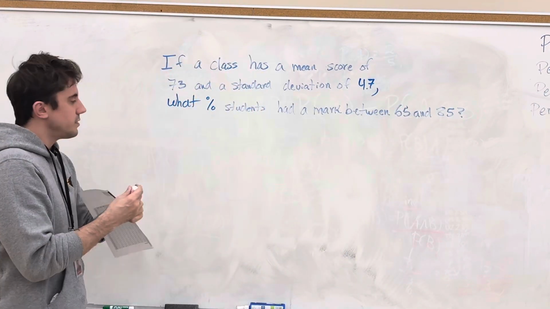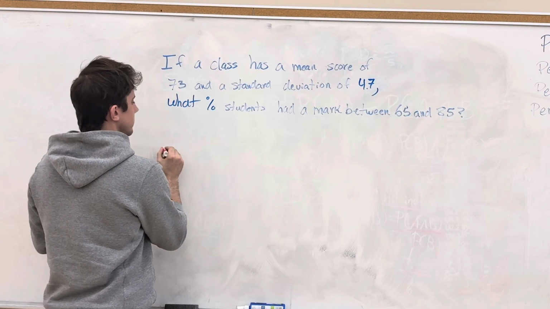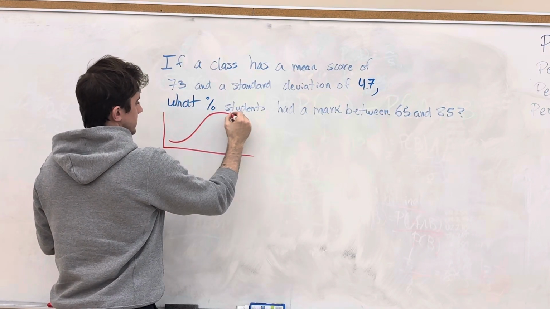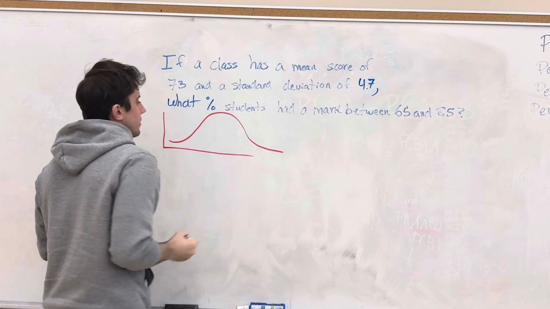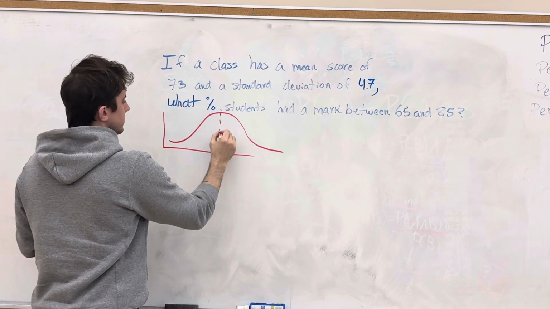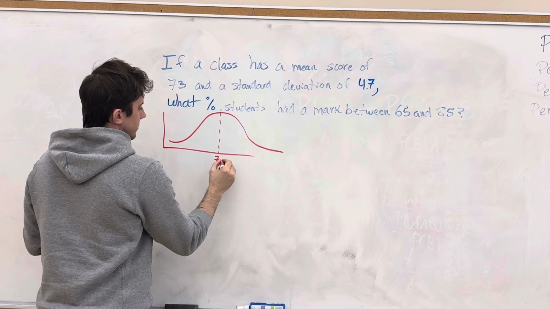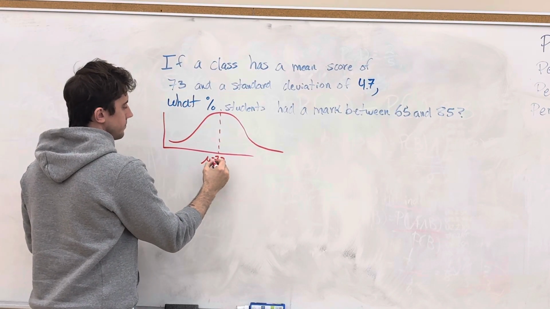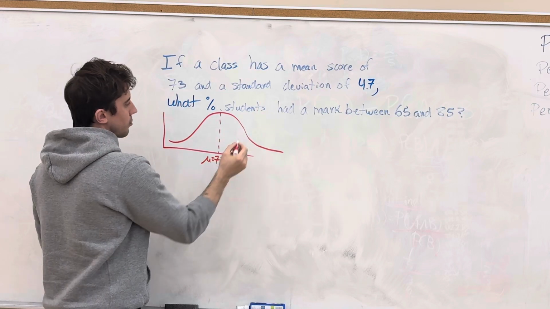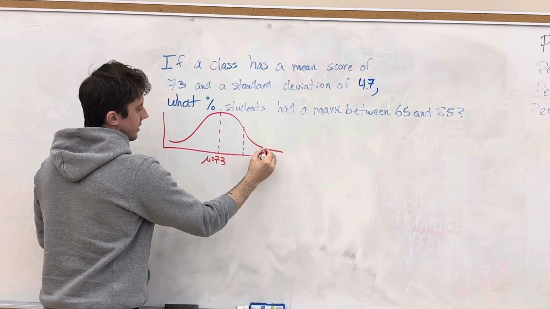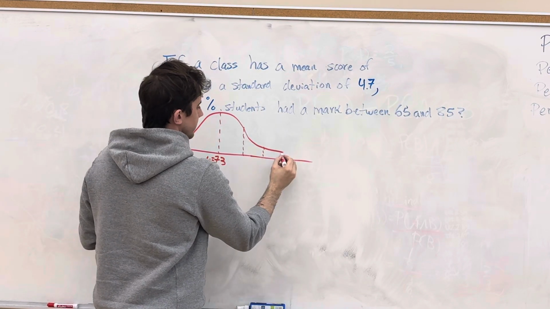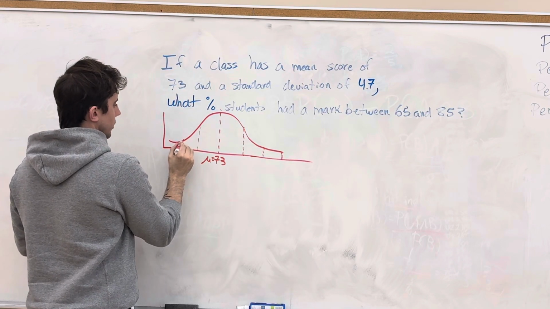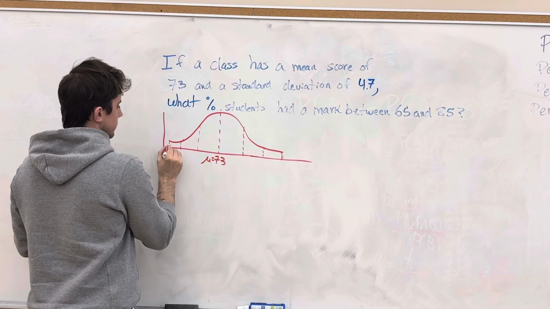And so if you can imagine what this looks like on a normal distribution curve, we can draw our classic bell curve, something like this, right? We know we're going to have our mean down the middle. That's our 73. Okay. Now we get a standard deviation of 4.7, so we can add multiples of that standard deviation above and below, like we're used to doing.